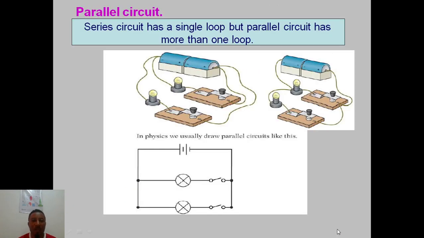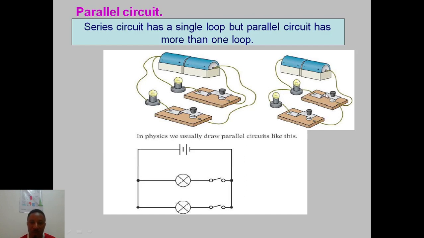Now, for parallel circuits, we described series and parallel circuits earlier. Now, we want to look at it critically. A series circuit has a single loop, but a parallel circuit has more than one loop. This is a parallel circuit because it has one loop, two loops, all connected from the cell, or branched loops. A single loop that is branched into two.